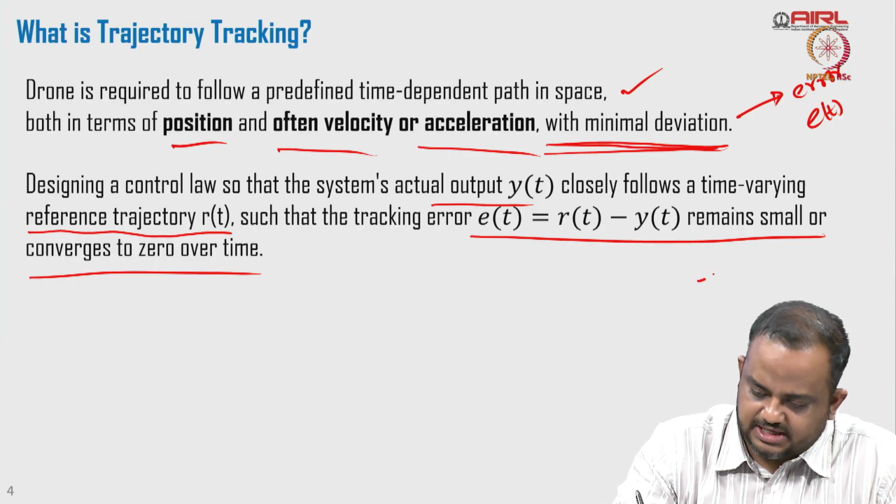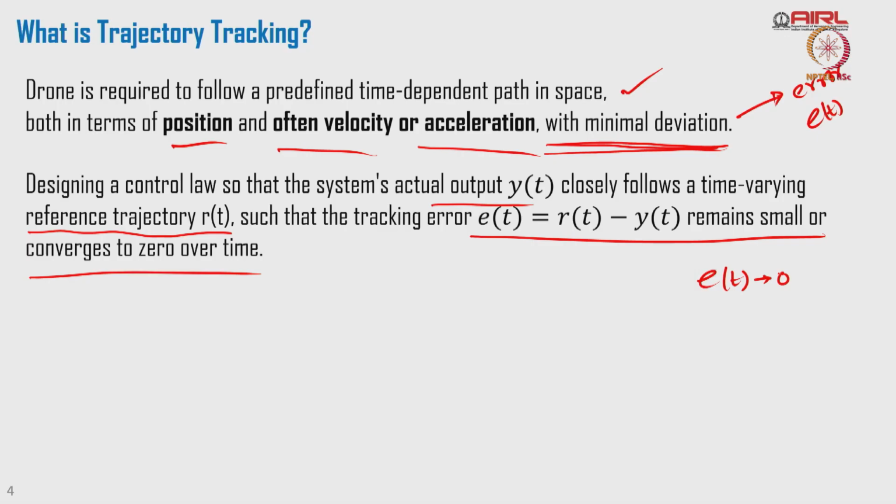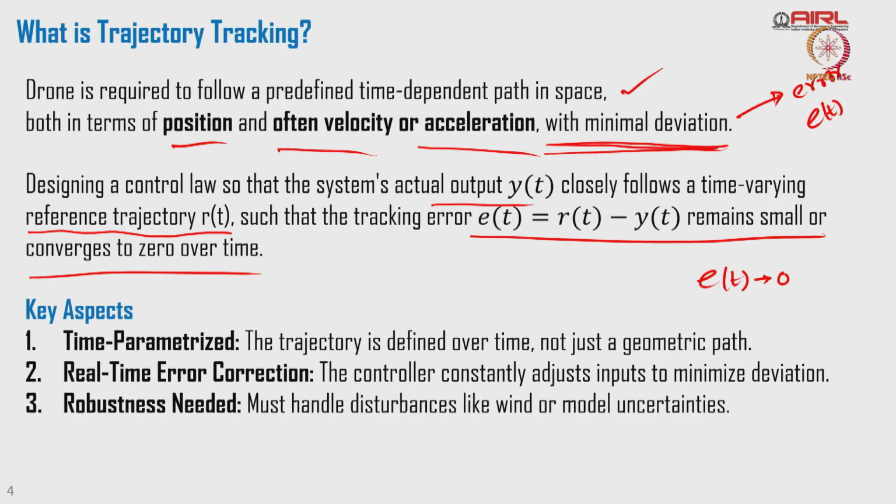So, we want this error to be close to 0 with time. Okay, fine. What are the key aspects? First thing is the time parameterized concept. The trajectory is defined over time. The predefined trajectory which is given, or we can say that predefined means it's the reference trajectory, is defined over time, not just as a geometric path. It is a time varying concept.